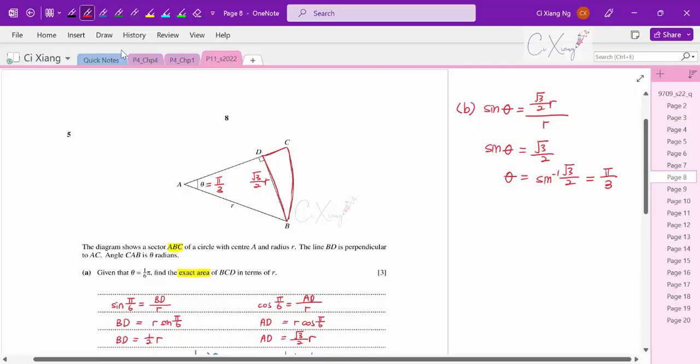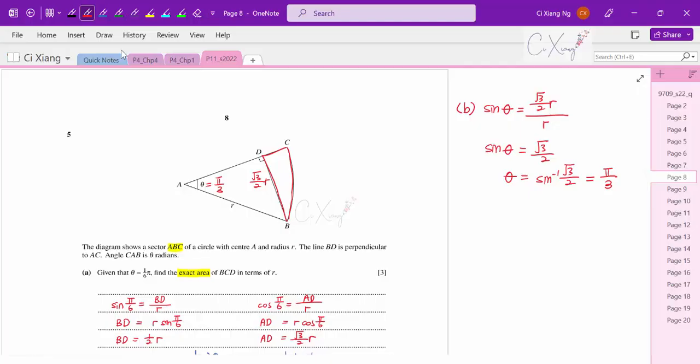Once I know the angle already, this is pi over 3 now. So we can start with the perimeter of the sector that they want us to find, and the area of the segment that they want us to find. Maybe we need to find out AD also, so that later I can use it to find out the CD. So how can we find out AD?